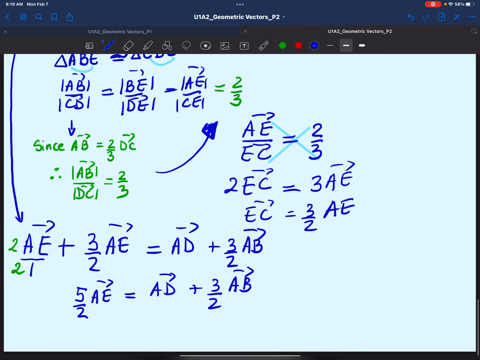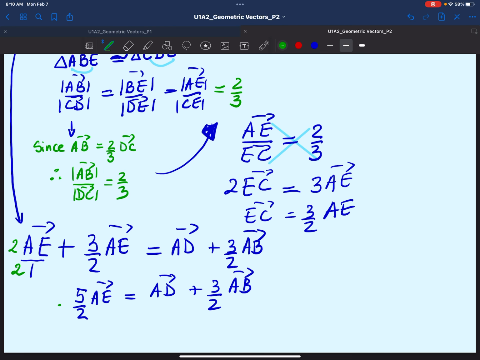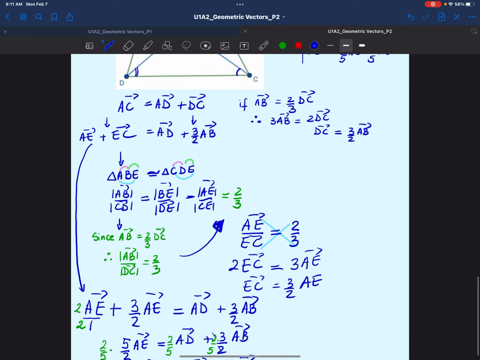If you want to actually isolate AE, you multiply everything by 2 over 5, the reciprocal of 5 over 2, which will give AE a coefficient of 1. That's what we want. That would be 2/5 of AD plus, these 2's will simplify, 3/5 of AB. And voila! This is the statement we wanted to prove.